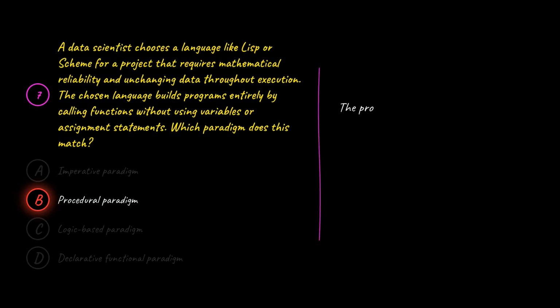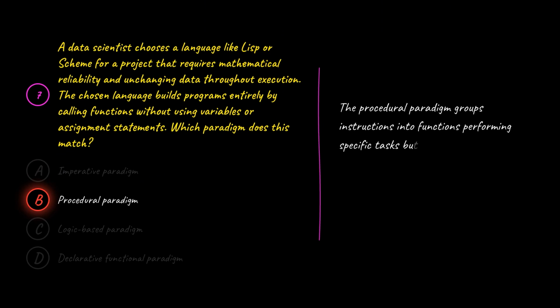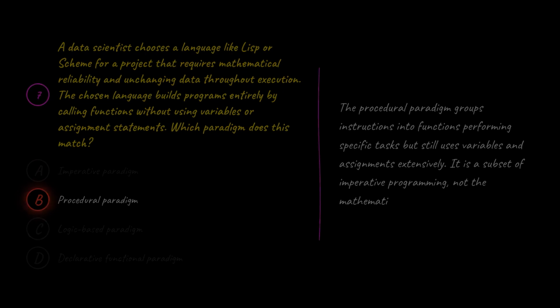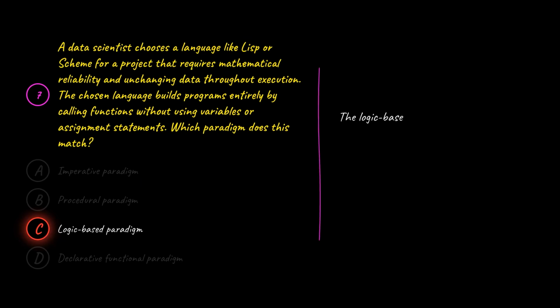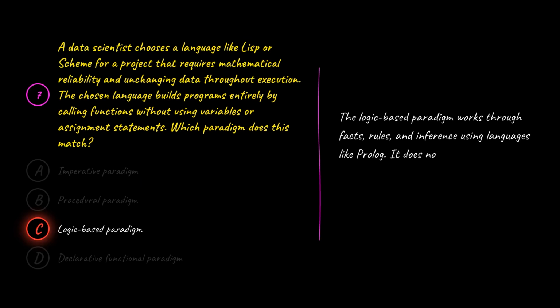B is wrong because the procedural paradigm groups instructions into functions performing specific tasks, but still uses variables and assignments extensively. It is a subset of imperative programming, not the mathematical function approach described in the scenario. C is wrong because the logic-based paradigm works through facts, rules, and inference using languages like Prolog. It does not center on calling mathematical functions to compute results, which is specifically the functional approach instead.